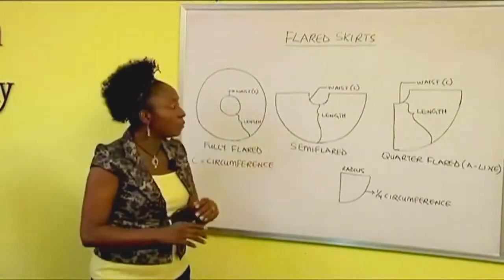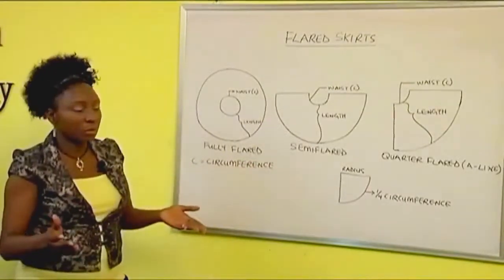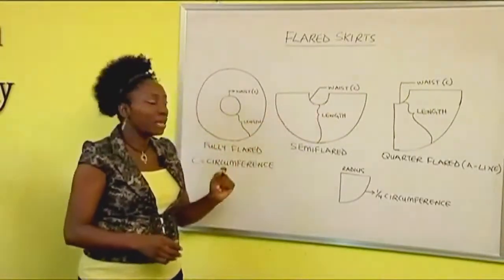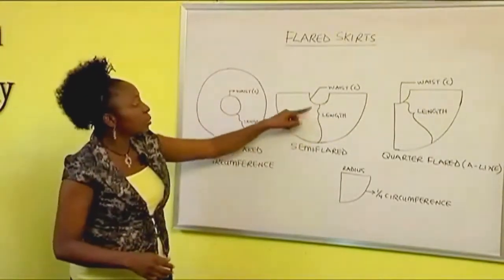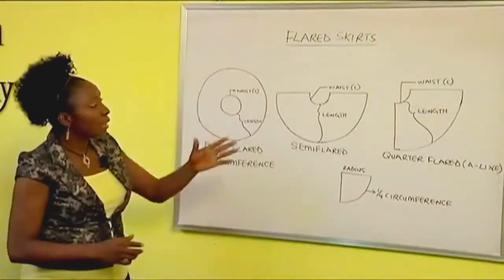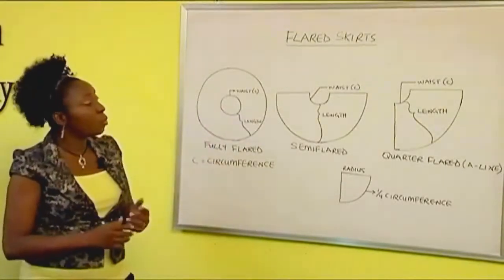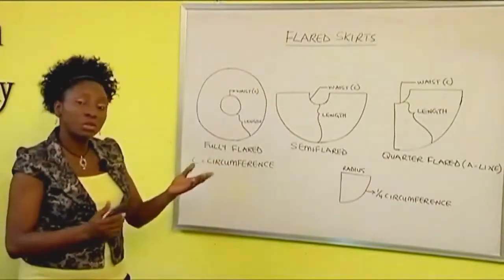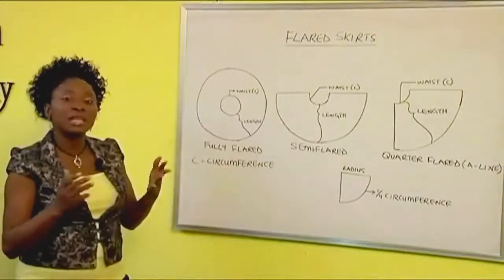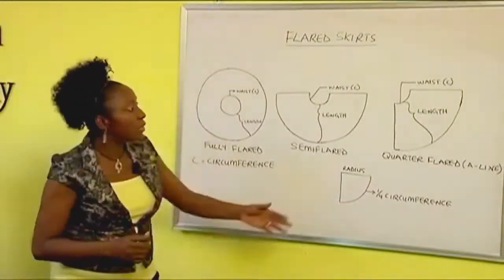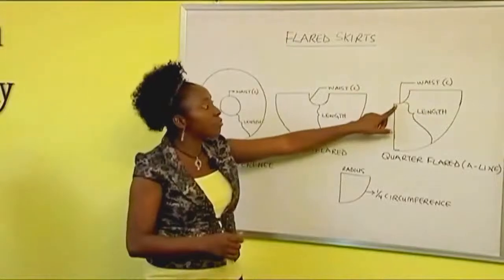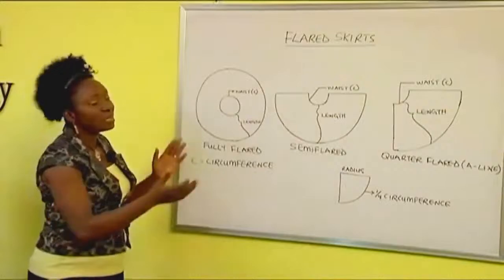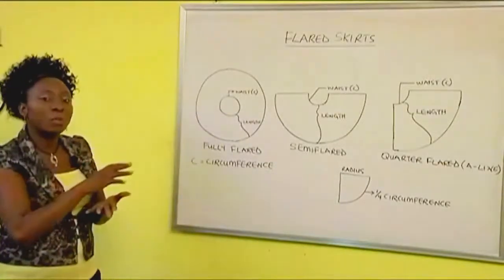Now if you look at the semi-flared skirt, you can see that it's a semicircle, with the inner semicircle representing the waist. The distance between the two semicircles gives you the length. The third one is a quarter circle, called the quarter flared skirt, also known as the A-line skirt. It's not as flared as the others. The inner quarter circle represents the waist, and the length is in between the two quarter circles.